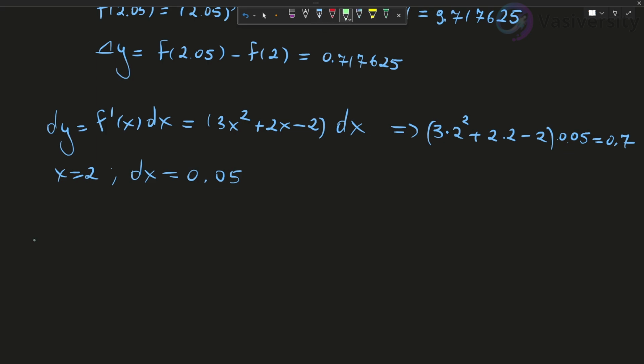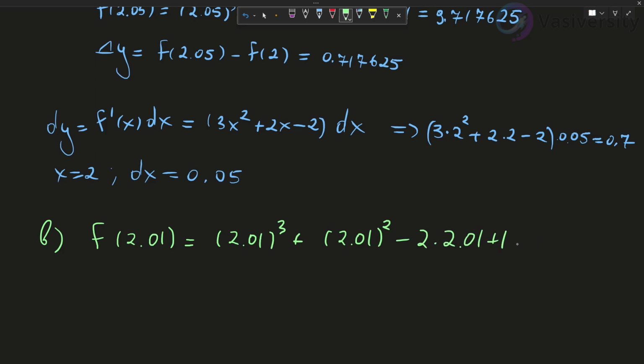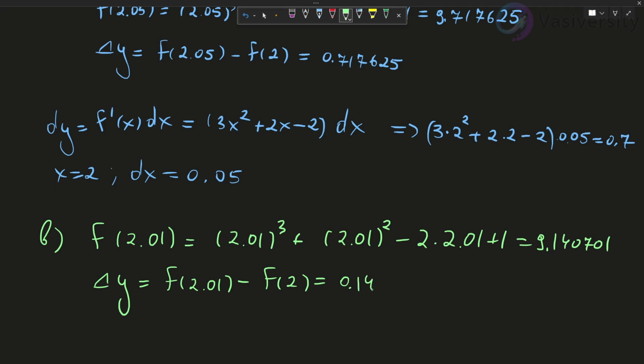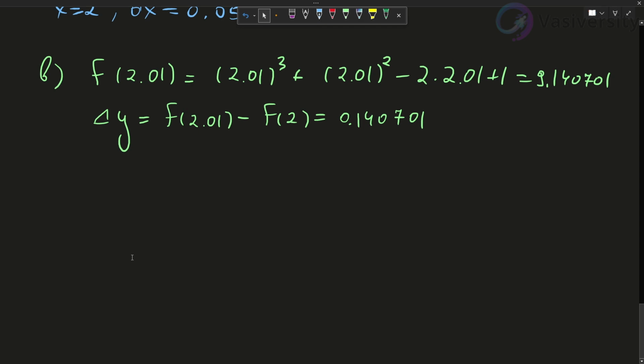So for part B, let's compute f of 2.01, which is equal to 2.01 cubed plus 2.01 squared minus 2 times 2.01 plus 1, which is equal to 9.140701. So delta y, which is equal to f of 2.01 minus f of 2, is equal to 0.140701.